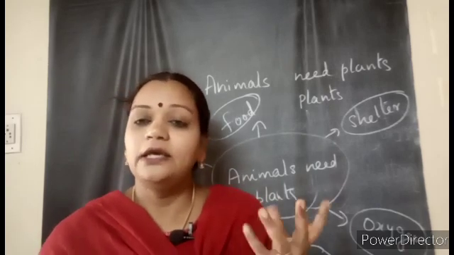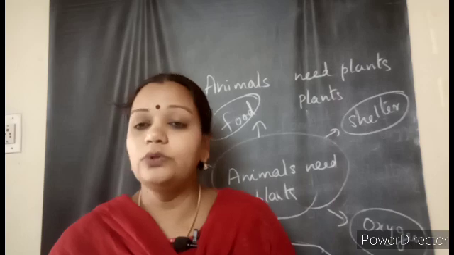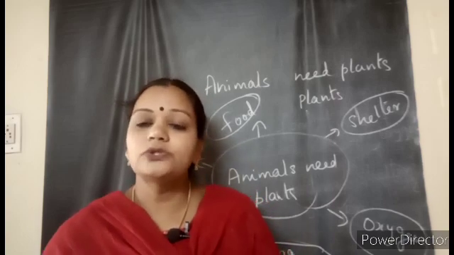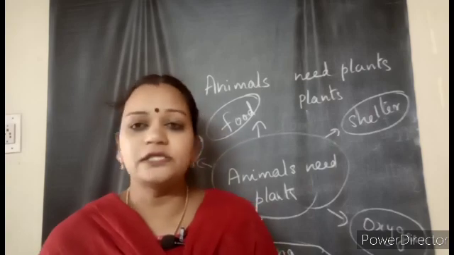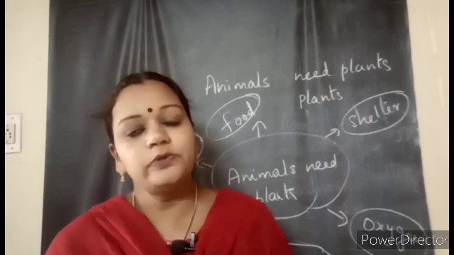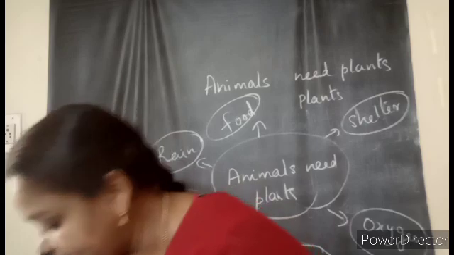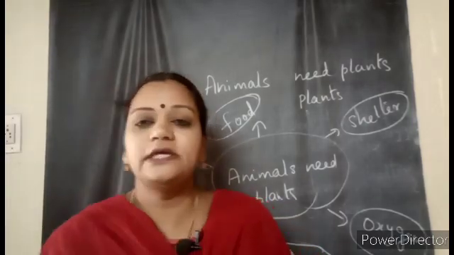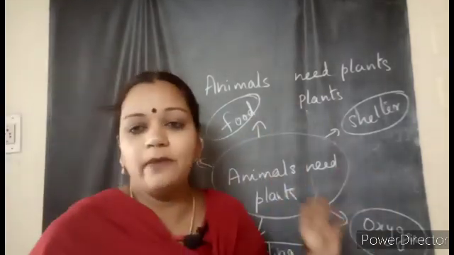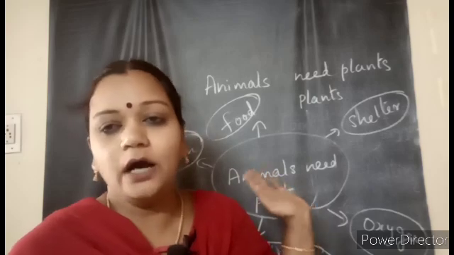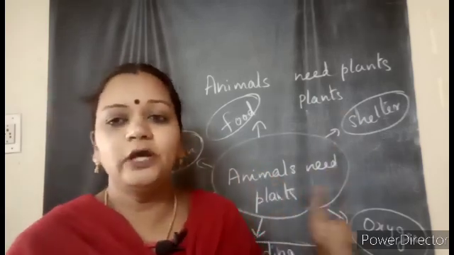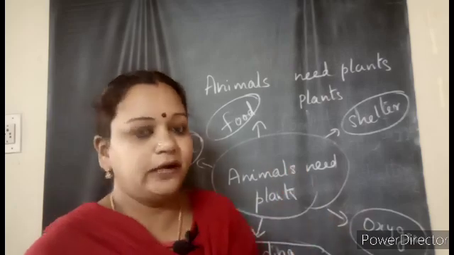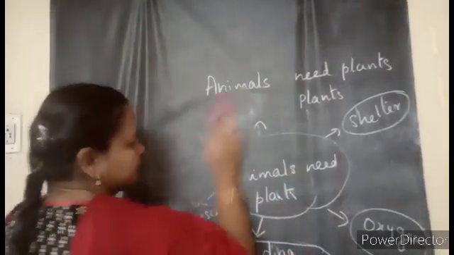Yes children, see how useful plants are on the earth, and also see how we are depending on each other. Without plants it is not possible for us to live. Now let us see in detail some more examples. For each one we'll see one animal and how it depends on plants for food, shelter and all. Shall we start, children? Yes.